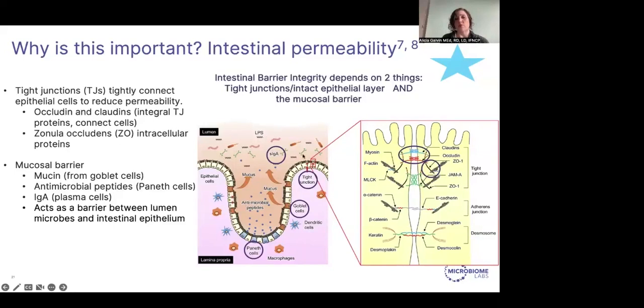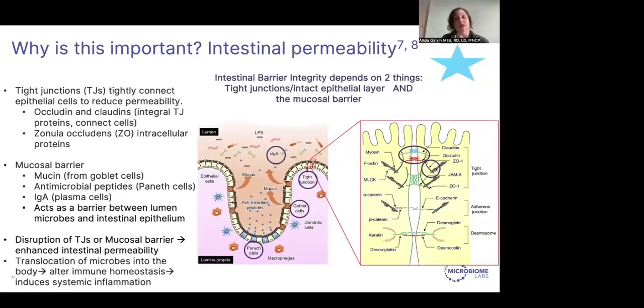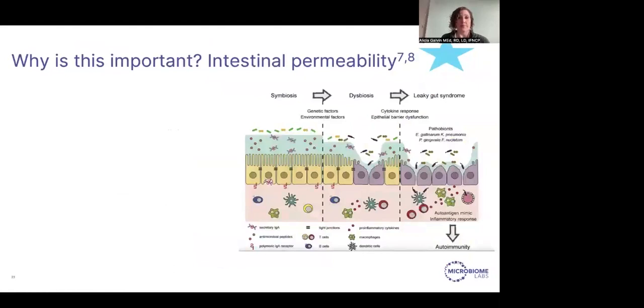So it's helping to prevent anything from getting directly through this epithelium if there is compromise with tight junctions to the dendritic cells, which can then activate that immune system. And so if you have this disruption of either the tight junctions and or the mucosal barrier, you will be having enhanced intestinal hyperpermeability, which is then going to allow these microbes to enter the body and trigger inflammation.